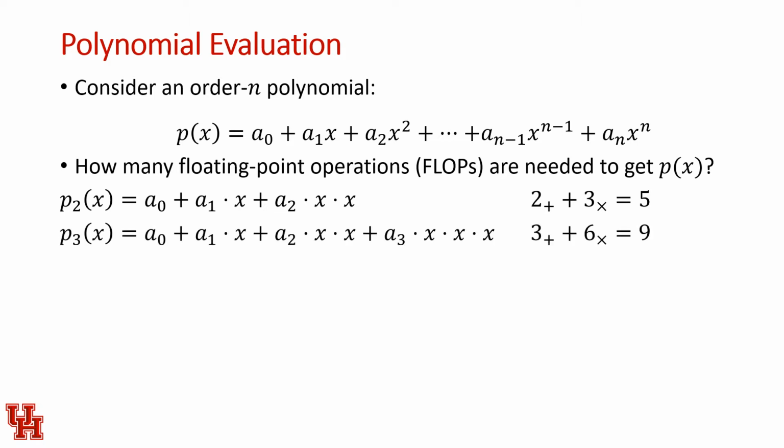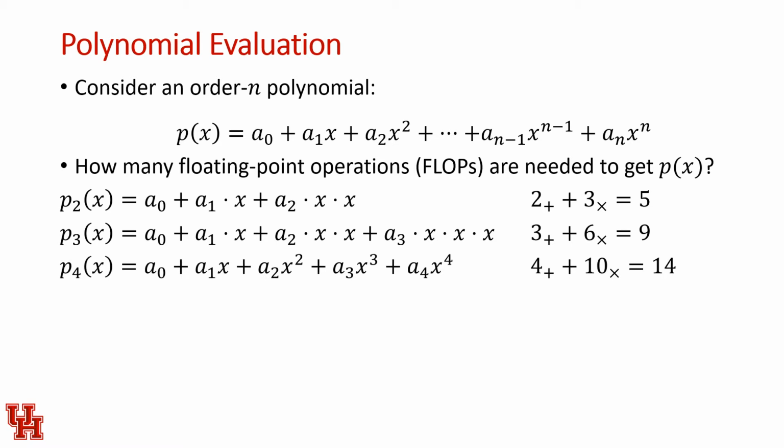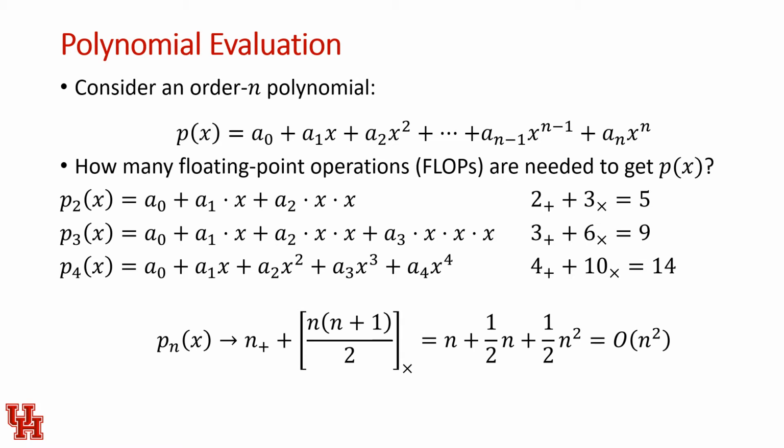A third-order polynomial requires 3 additions and 6 multiplications for a total of 9 floating point operations. A fourth-order polynomial requires 14 floating point operations. The number of additions and multiplications scales in a predictable manner. Evaluation requires 1 addition for each monomial term. The term describing the number of multiplications required is actually a well-known expression known as the triangular number, which has a simple analytical expression. Simplifying the resulting polynomial and applying asymptotic big O notation indicates that the computational complexity of this algorithm is order n squared, or quadratic.